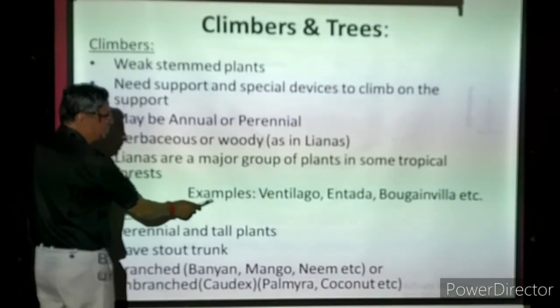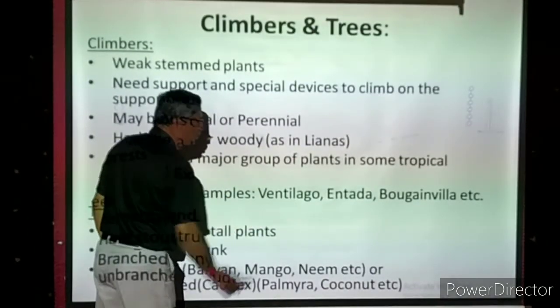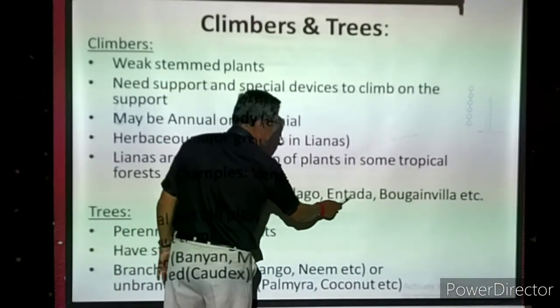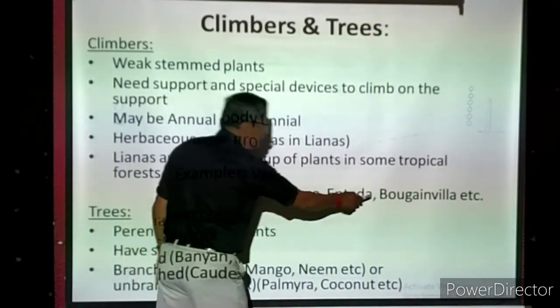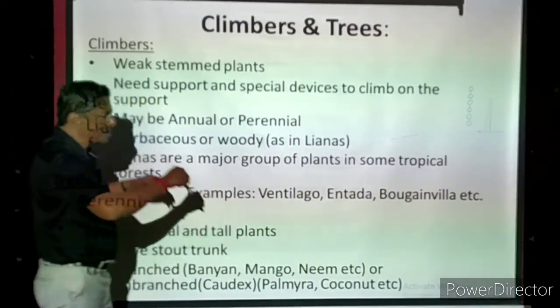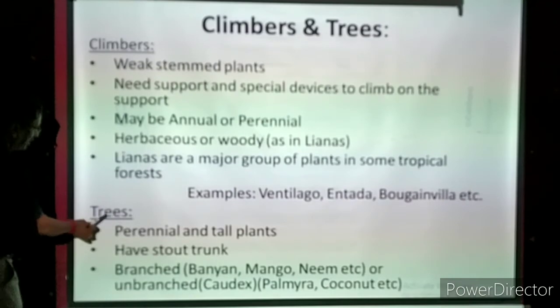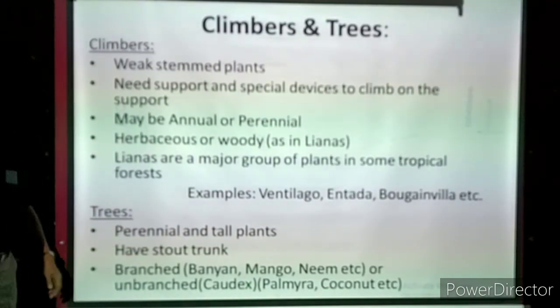Examples for climbers: ventilago, that is a type of plant, and Entada. Another one, bougainvillea. Normally in front of bungalow type houses, the bougainvillea grows with beautiful colors. Now we are coming to the last group, which are called trees.